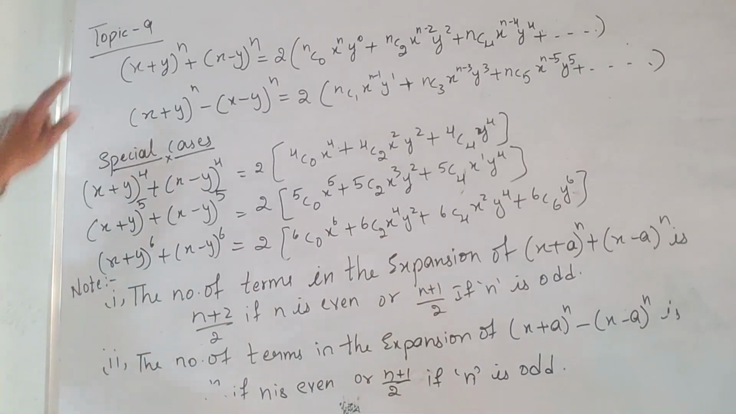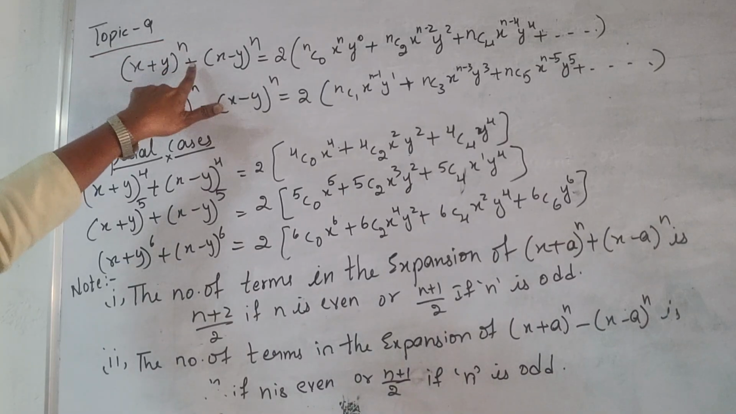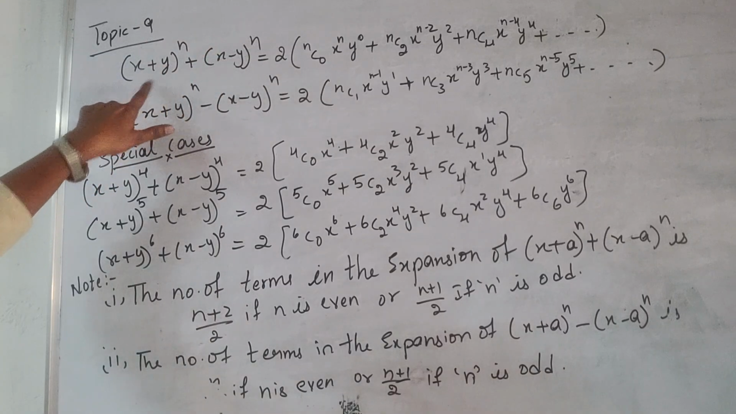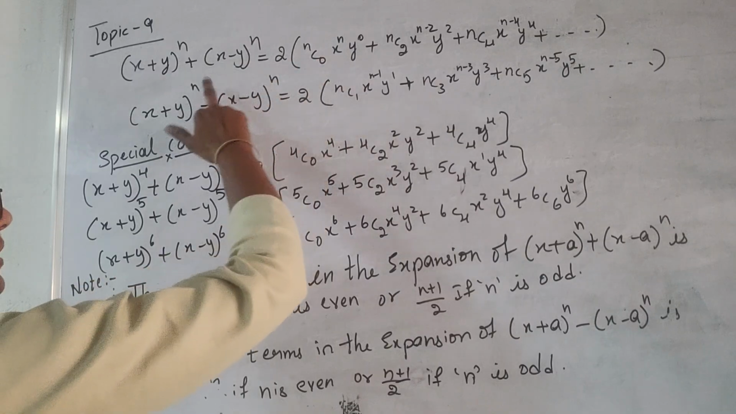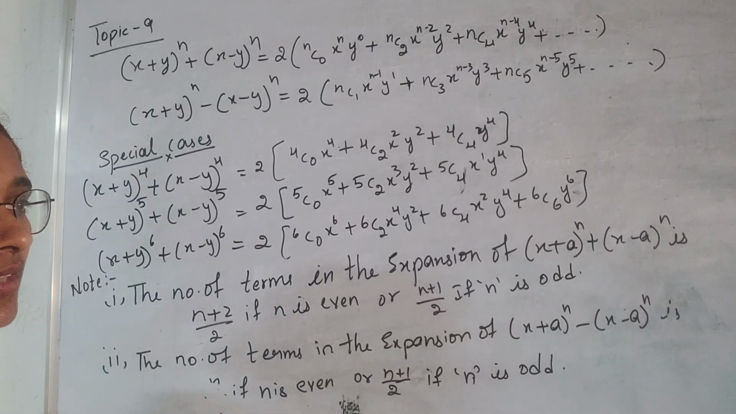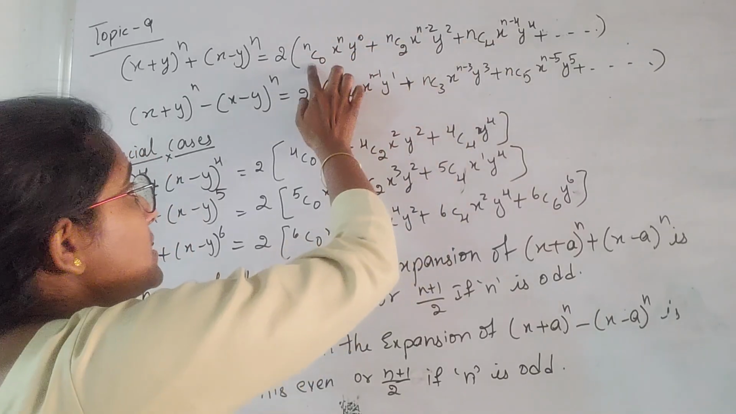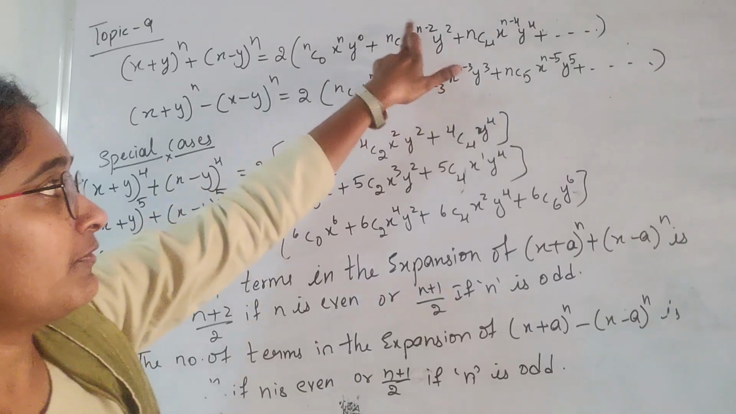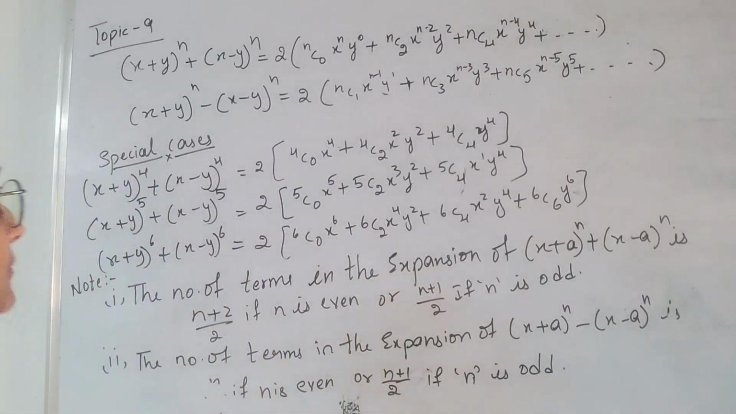So we are in our ninth topic: (x + y)^n + (x − y)^n. If we calculate this, the value will be 2 times all the even terms when it is a plus sign. That is, nC0 x^n y^0, then nC2 x^(n−2) y^2, and so on. So you are going to get all the even terms.